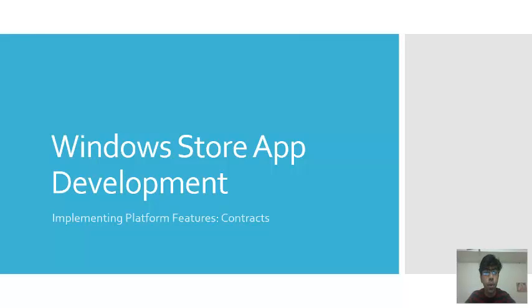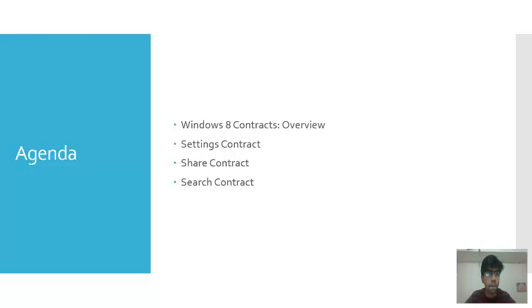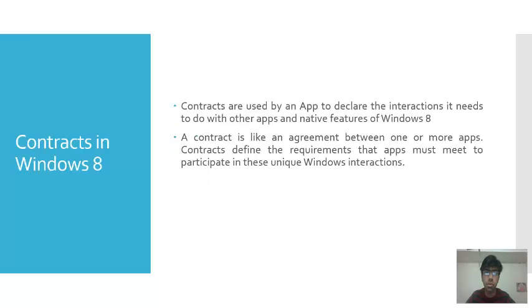In this video, we are going to learn about some of the platform features of Windows 8 and try to implement them in Windows Store applications. So, let us have a look at this session's agenda. First of all, we are going to discuss what Windows 8 contracts are and how they can enhance the features and functionalities of Windows Store applications. Then we'll try to implement these three Windows 8 contracts: settings, share, and search into sample applications.